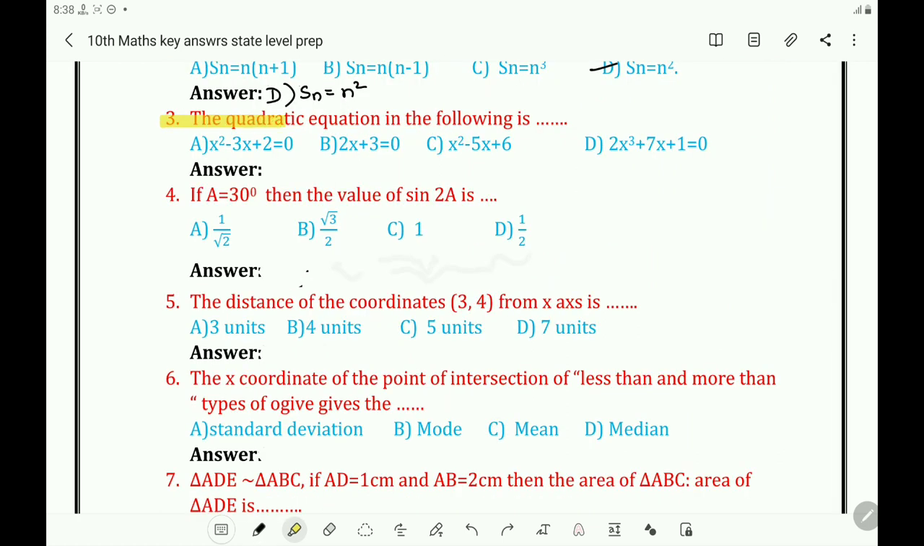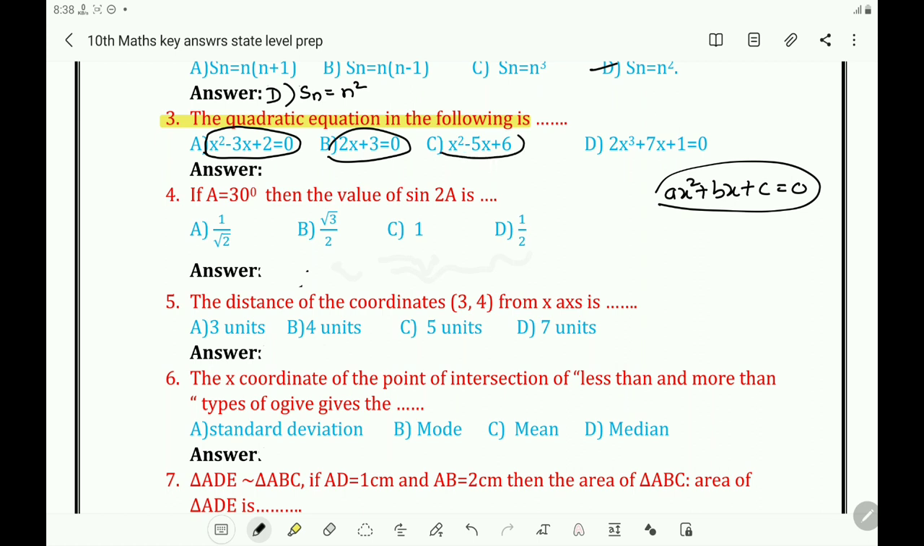Next you take the third question. The quadratic equation in the following is. A quadratic equation has a second degree variable. It must be in the form ax square plus bx plus c equals 0. Here the first one you can verify is in the form ax square plus bx plus c equals 0. It is a linear equation, and it is a quadratic polynomial. In this equation, the highest power of the variable is 3, so it is a cubic equation. It is not a quadratic equation. So, what is the answer here? Answer is x square minus 3x plus 2 equals 0, option A. Right, x square minus 3x plus 2 equals 0 is a quadratic equation.